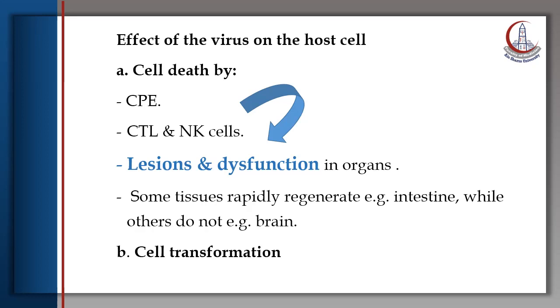As you know, the viral antigen will be presented by the MHC class 1 on the surface of the viral infected cell, and these viral infected cells will be recognized by the cytotoxic T lymphocytes and the natural killer cells, which will cause the death of this infected cell. So the cell death will be by the virus itself or by the immune response to the viral infected cell. This causes lesional dysfunction in the organs, which will be in the form of symptoms and signs.